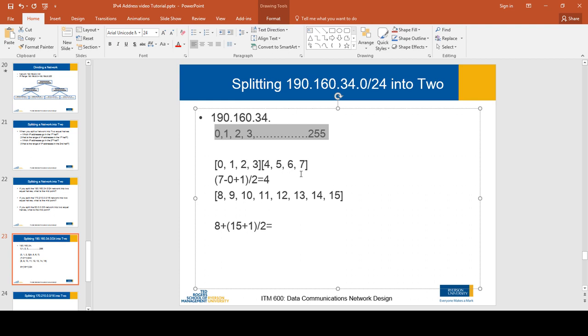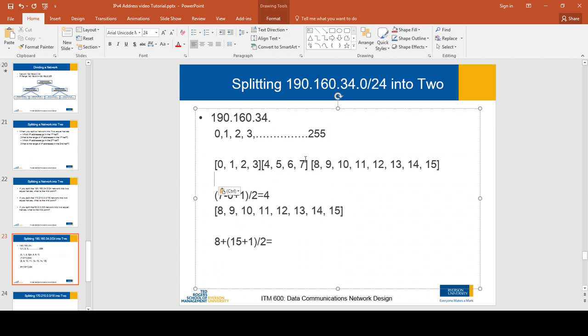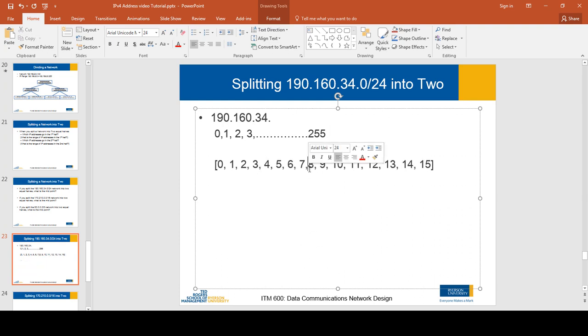Let's take a simpler example. Let's say we have the numbers starting from 0 to 15. Let me write it down again. 0 to 15. Okay, and then I want to split these 16 numbers. Here we also have an even number of items, 0 to 15, that gives us 16 numbers. Now it's easy to find the midpoint. I would rather say it's easy to find the start of the second half.